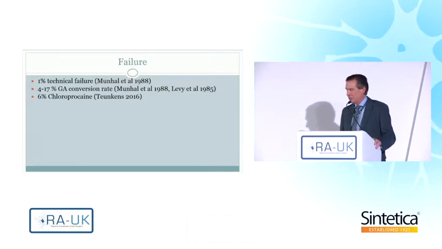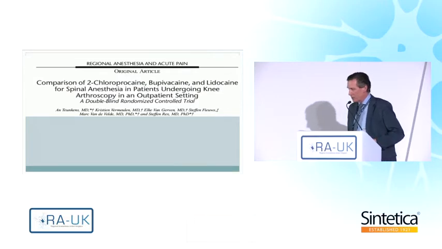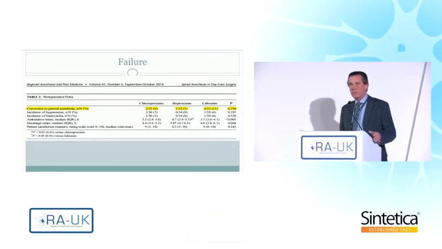Well, this is the Tunken's report from 2016. 6% of the chloroprocaine patients had to be converted to general anesthesia. This is the Tunken's paper. I don't know how you pronounce it. This is the results. 2 of 32 patients were converted to general anesthesia. Now, I think a rate of 6% certainly needs to be in the information base that you give the patients.